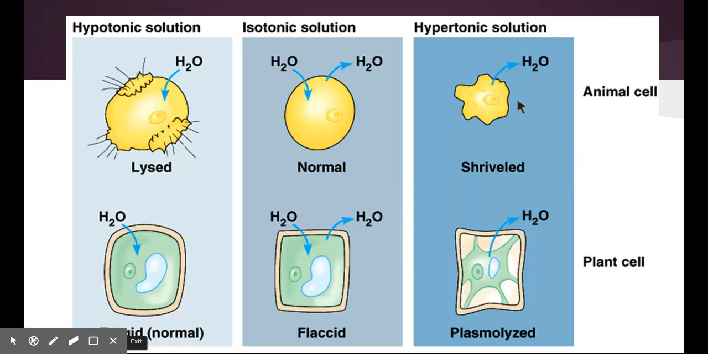So we notice that our animal cell shrivels in a hypertonic solution because water's moving out. But we also notice that when water leaves our plant cells, the cell membrane actually peels away from the cell wall and it sucks in. And this is what we call plasmolysis, or when the cell is plasmolysed. So much water has left our plant cell that the cell membrane pulls away, shrinks, and causes our plant cell to kind of cave in on itself.